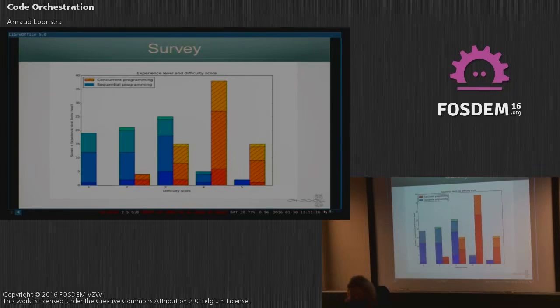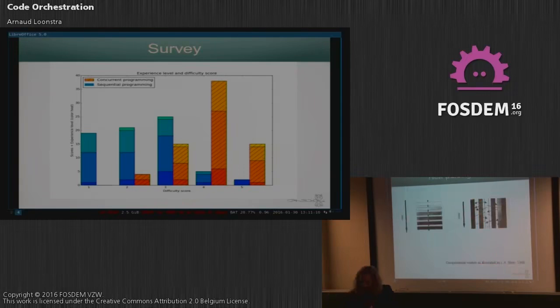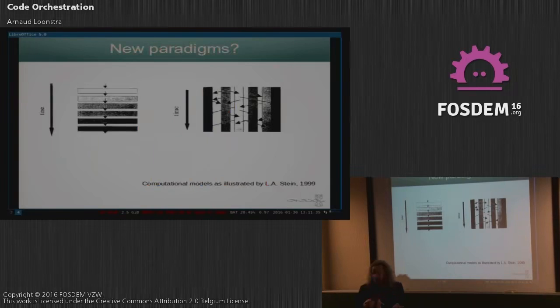And Stein is a scientist who argues for a new paradigm. In this model, this is sequential programming, what we are used to. It's just step by step, and the result is the program. But she argues for a computation as interactions paradigm, in which entities communicate with each other, and the result of the program is the result of the interactions amongst all these entities.